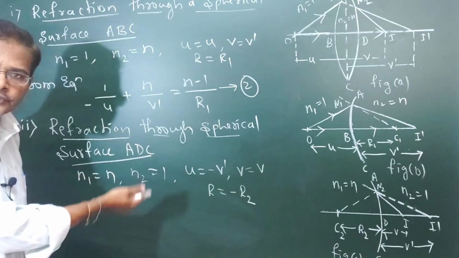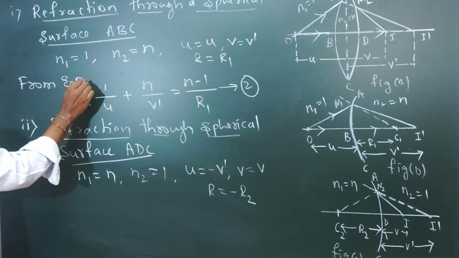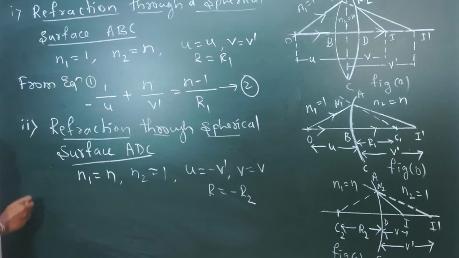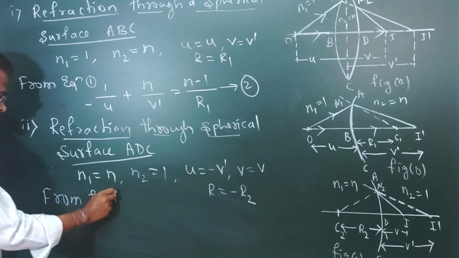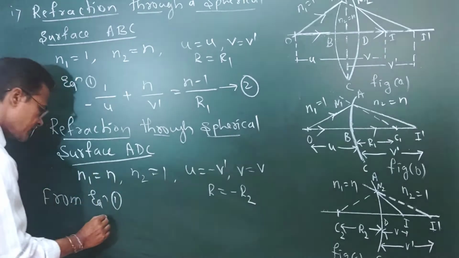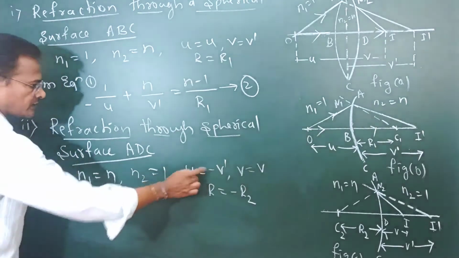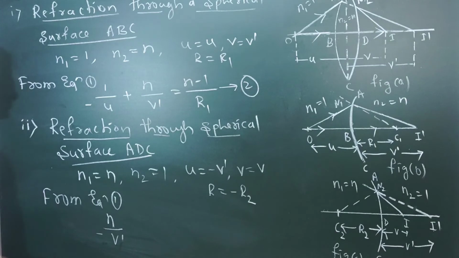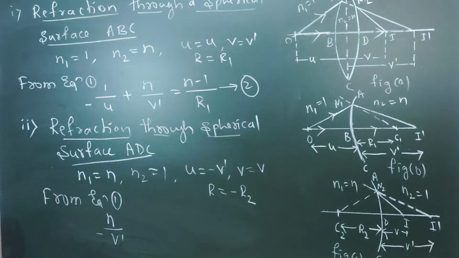So again we will substitute from equation 1. So here also you can write down from equation 1. So we are remembering that the refractive index of the object is N. This is a virtual object, minus V dash we can write down. Already it is mentioned.